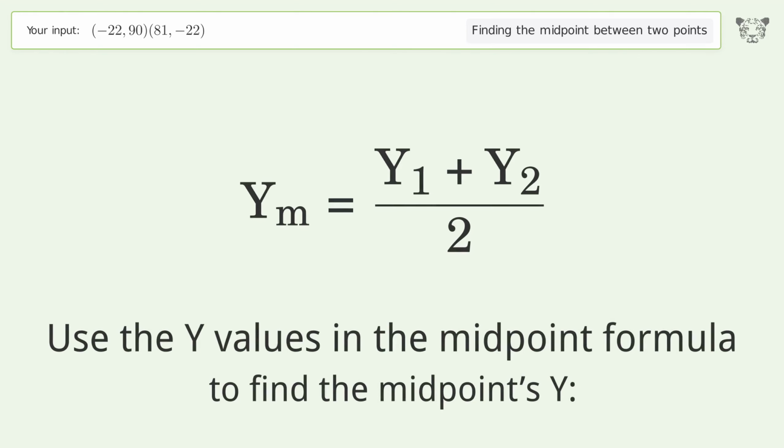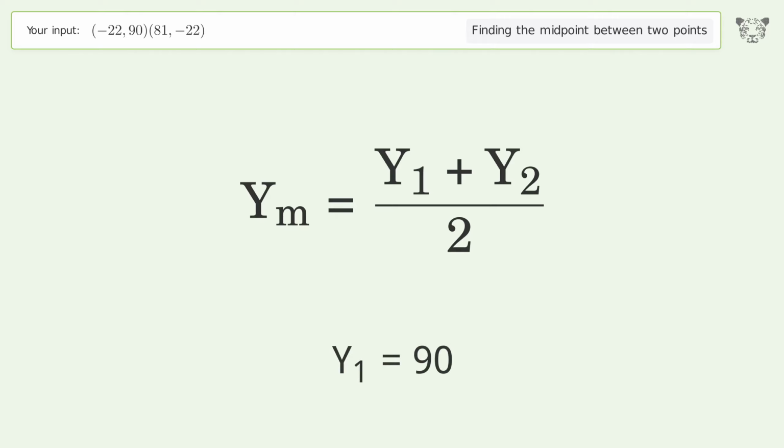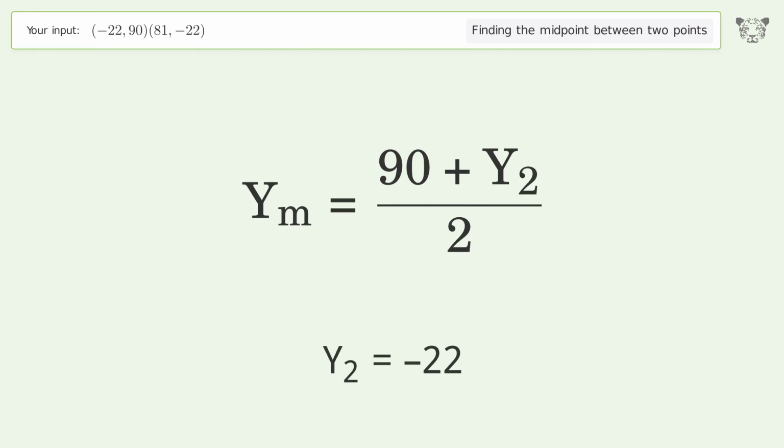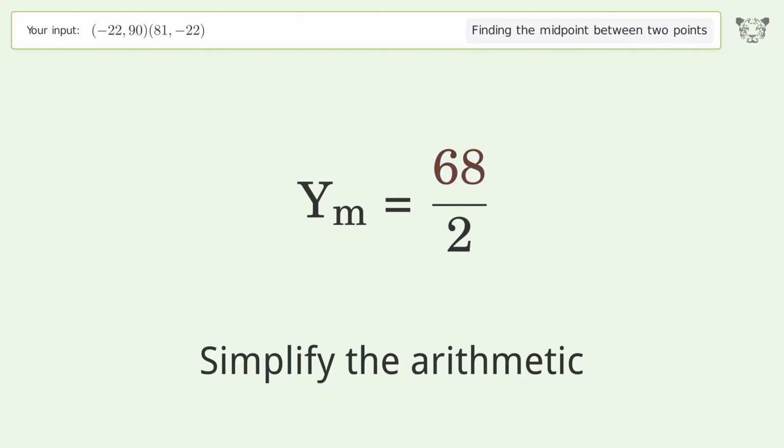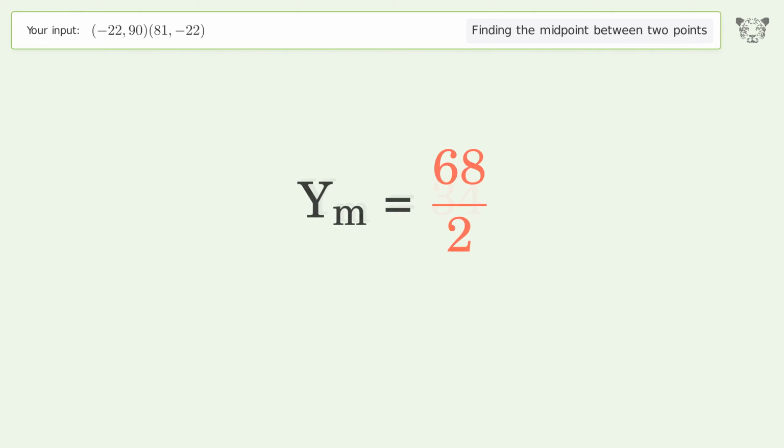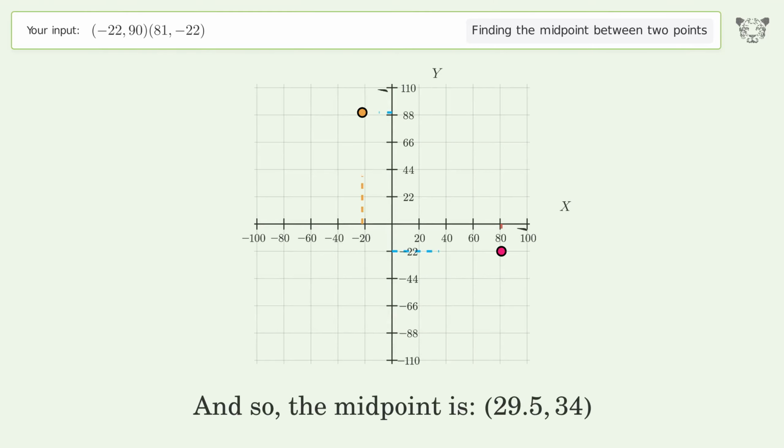Use the y values in the midpoint formula to find the midpoint's y. y1 equals 90. y2 equals negative 22. Simplify the arithmetic. And so, the midpoint is 29.5, 34.